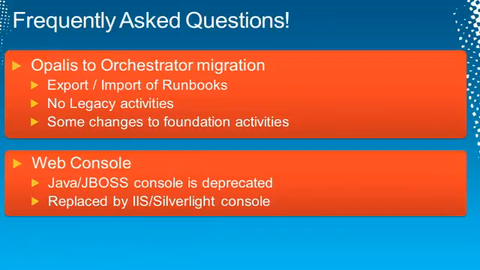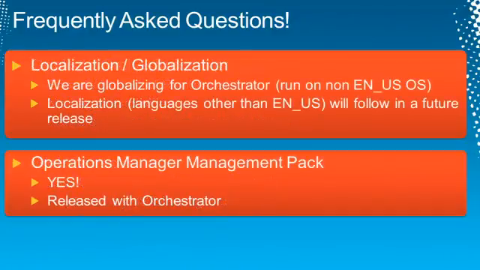The legacy activities, if you're using Opalis today, have gone. So they're not there, and there are some foundational activity changes as well. The blog post I put out in a couple of hours' time will have details. The Java JBoss console is gone. It's been replaced by the IIS Silverlight console. We are globalizing Orchestrator, which means that it will run on any operating system. It's just the application is still in English. We will change the application in localization in a future release.